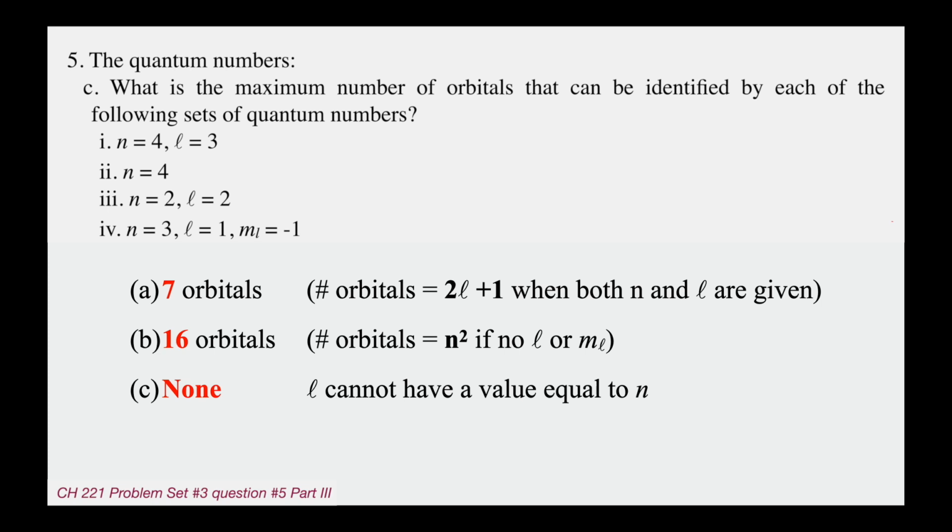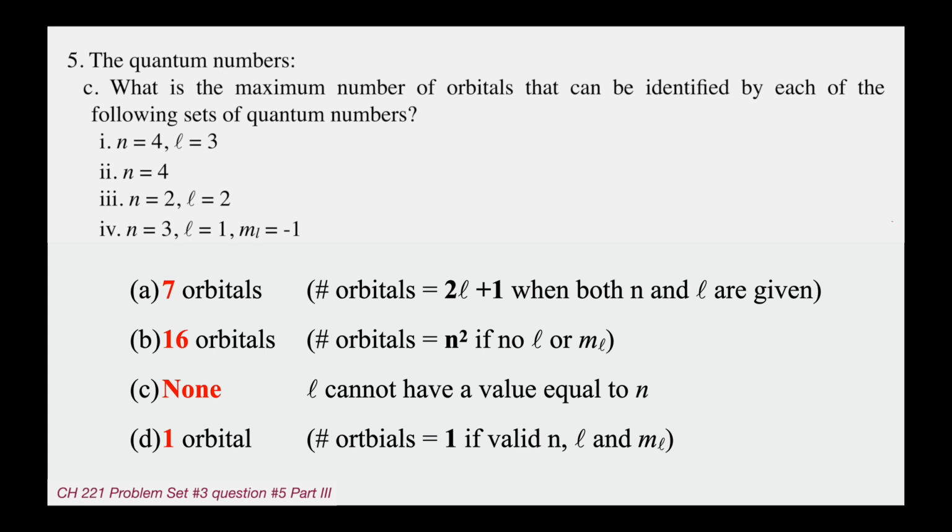And then finally, the last one, n equals 3 is okay. L of 1 is certainly under 3 minus 1, 2, so that's okay. M sub L needs to go from -1 to +1, so all three quantum numbers are okay. If you have all three quantum numbers as being okay with each other, then that just corresponds to one orbital, all right? And let's look at that one a little bit more.